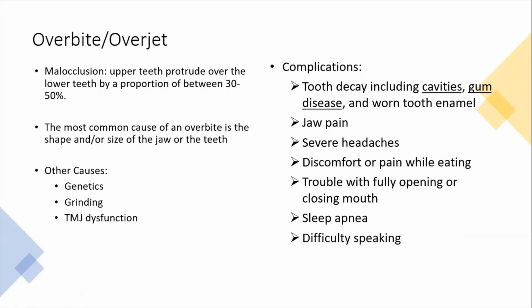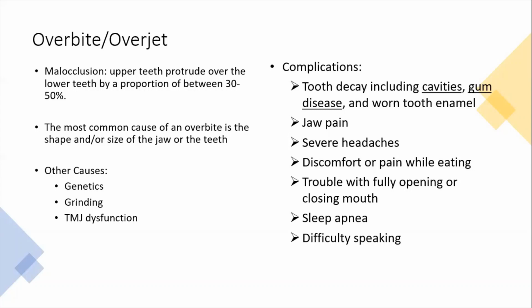So overbite and overjet happen to be part of malocclusion. This is when the upper teeth protrude over the lower teeth by a proportion of between 30 and 50%. The most common cause of an overbite is the shape and or the size of the jaw or the teeth. Sometimes this is caused by genetics. Sometimes it's grinding, bruxism, or TMJ dysfunction.